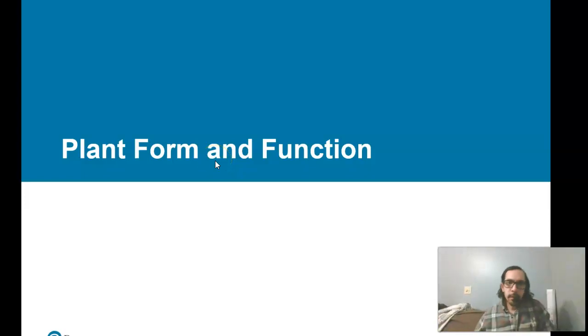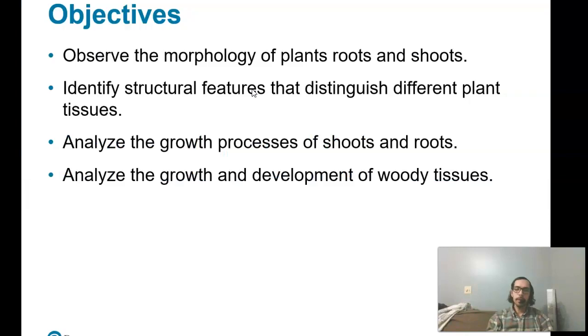All right, so this is plant form and function, which is chapter 34 in your textbook. Okay, so we're still working on plants. So here are the objectives for this chapter. Okay, so we're looking at different parts of the plant, like the roots, the stem, and the leaves.